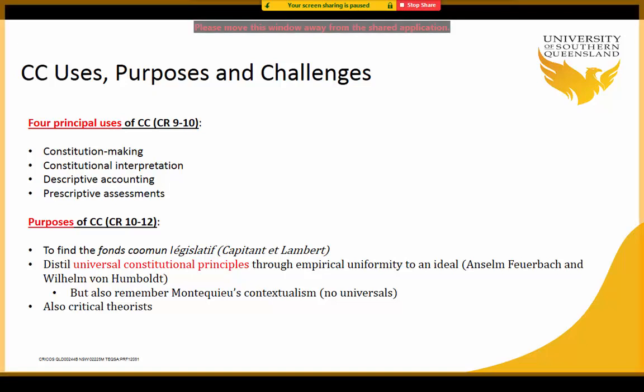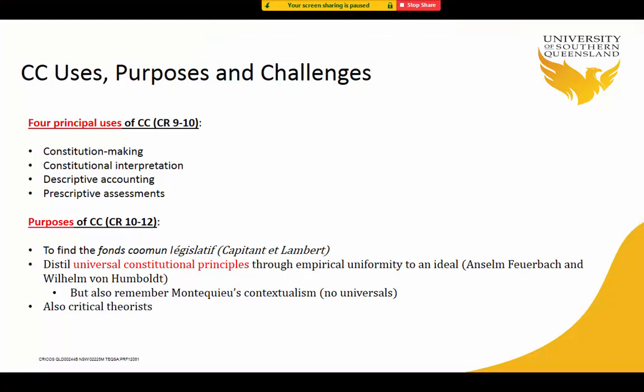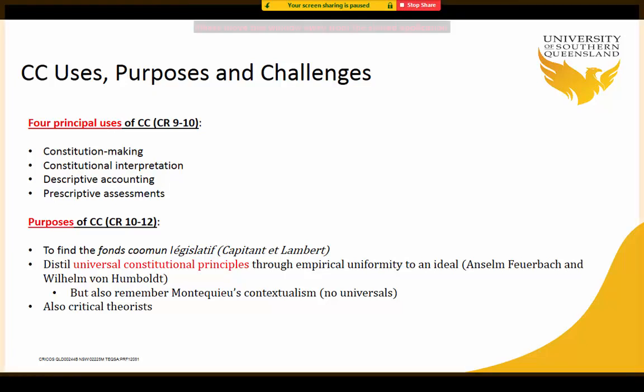So you look at something like Lord Atkin's judgment in Donoghue v Stevenson from torts, and you saw that by looking at all of those different cases, he was seeing what first principles he could extract and build upon a new theory such as negligence. That's exactly the same thing we're doing here. The fond commun législatif. Okay? What's the common denominator?